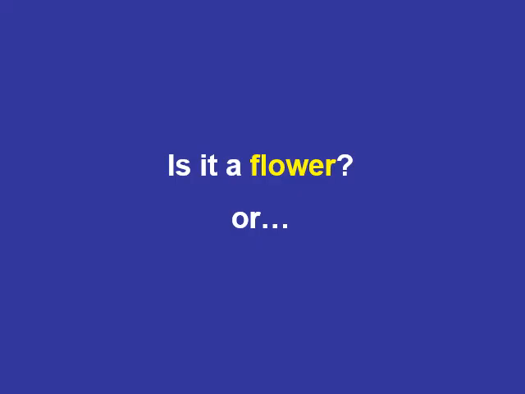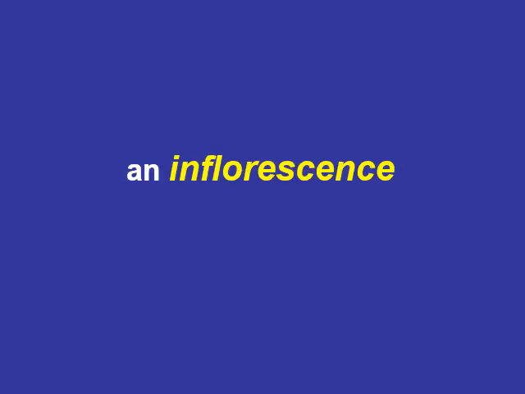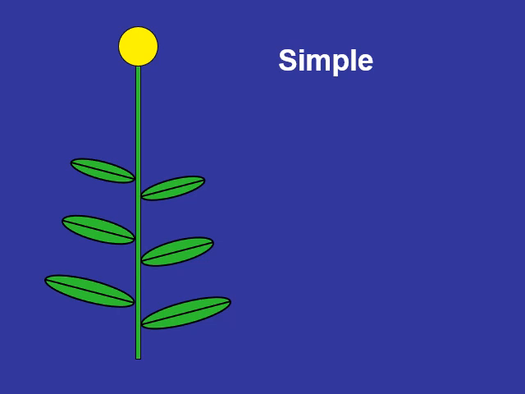Here's the trick to this. Is it a flower or is it something else? Yeah, it's called an inflorescence. And so look what the difference is. Here is a simple flower. And I'll just draw it as just a simple yellow flower on the top of a stem.